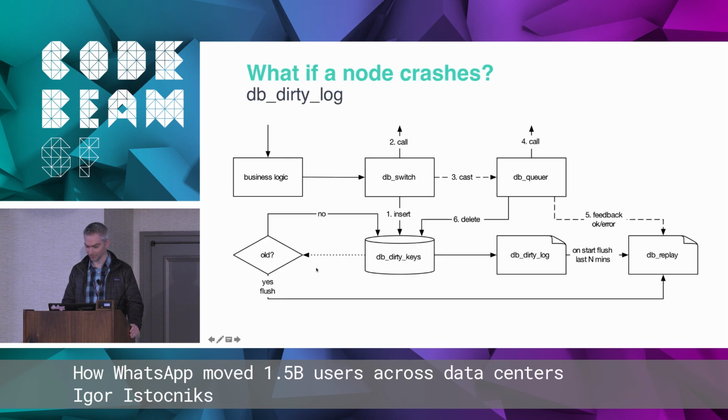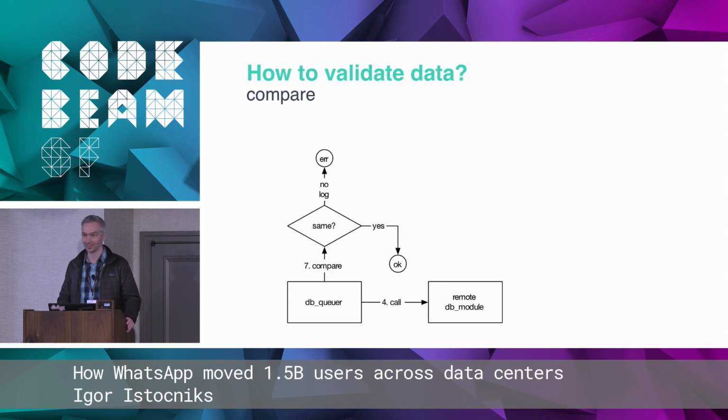Actually, wait, it's not what I'm talking about. OK. All right. Once it's on the other side, the next step is actually to validate that the data that you have on the other side is valid, right? It's not just enough to copy the data. You need to make sure that the data is exactly the same as that you have locally right now in order to make sure that it's OK to switch users to the other side. The way we do this is by introducing a comparison step inside the dbcure.